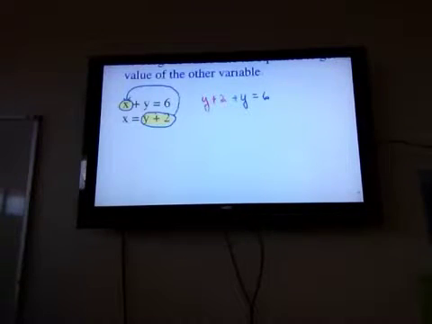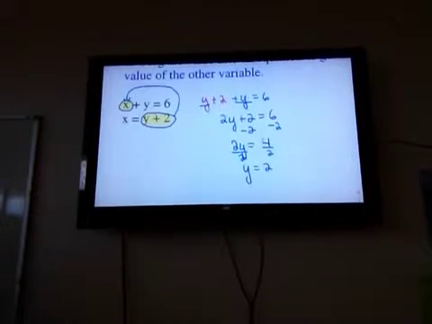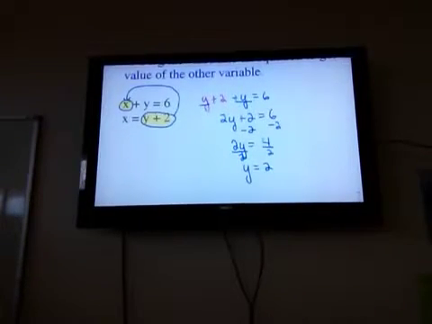Okay? So I solve. Y plus y is 2y. Plus 2 equals 6. Solving for y here, subtract the 2. 2y equals 4. And then divide by 2. And y equals 2. That's my y value. I got to find x.